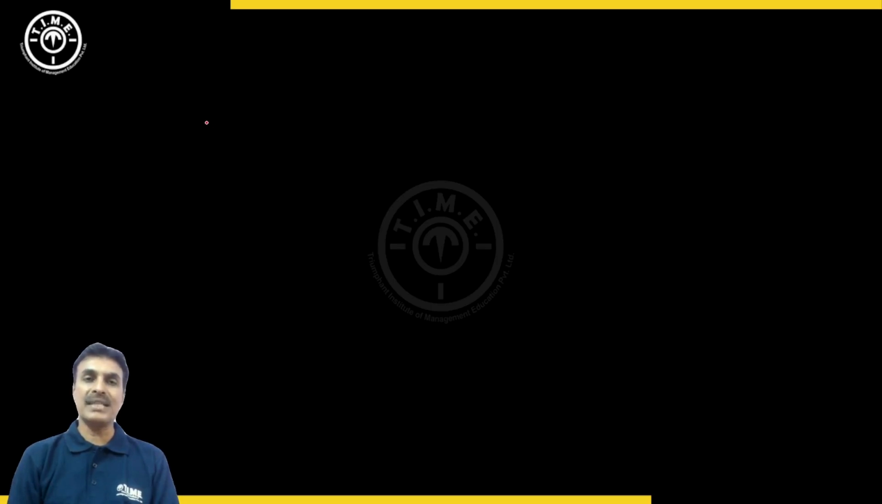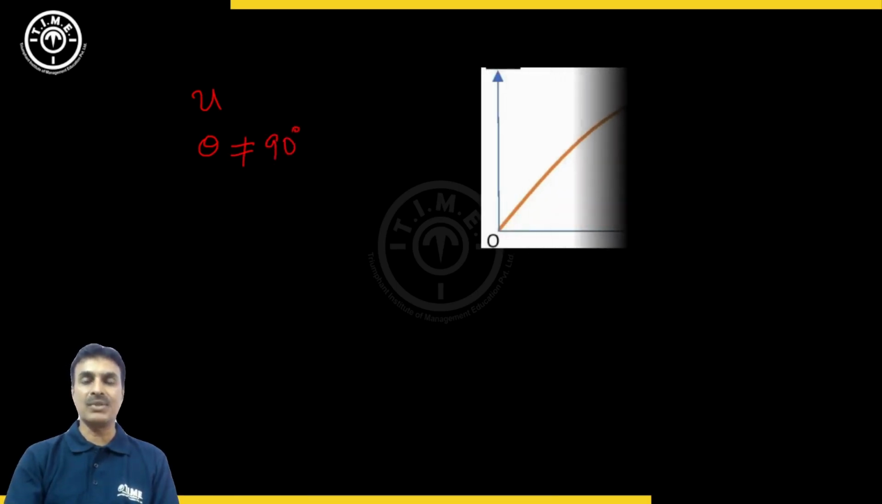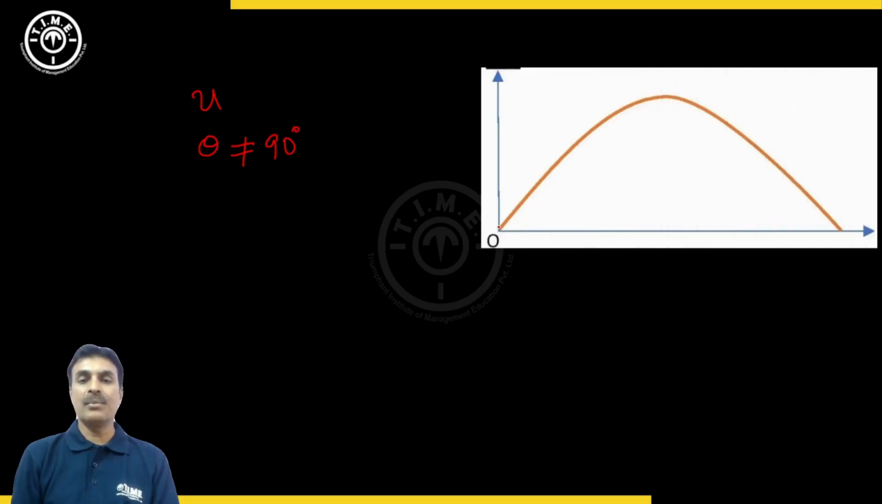When a body is projected with a certain velocity u, making an angle theta with the horizontal which is not equal to 90 degrees, then that motion is called projectile motion. See, as shown here, when a body is projected from the ground and finally reaches the ground, with a velocity u making an angle theta with the horizontal, this is called a ground to ground projectile. It is starting from the ground and finally reaching the ground.